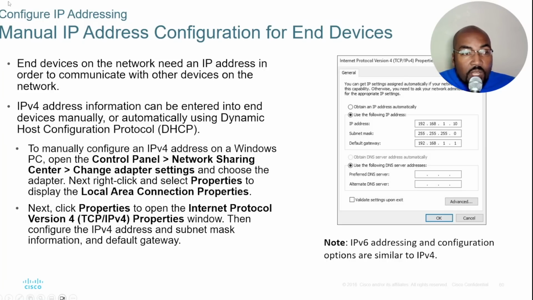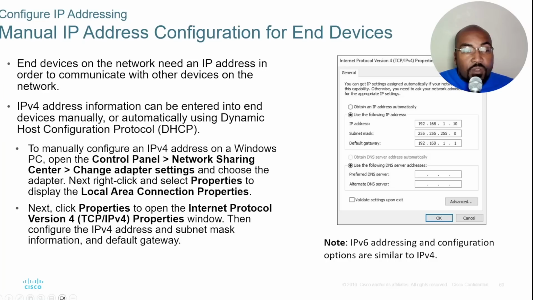End devices on the network need IP addresses in order to communicate with other devices. Like we talked about, they need those IP addresses to know where to go. An IP version 4 address, which is 32 bits, can be entered into devices manually or dynamically. The way dynamic assignment works is through Dynamic Host Configuration Protocol, or DHCP.